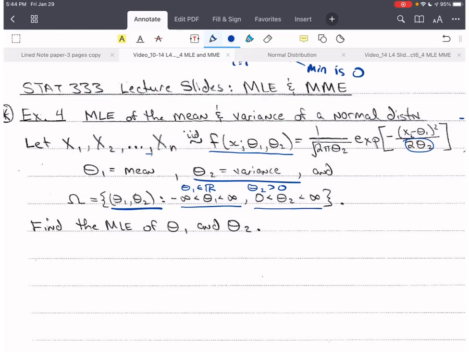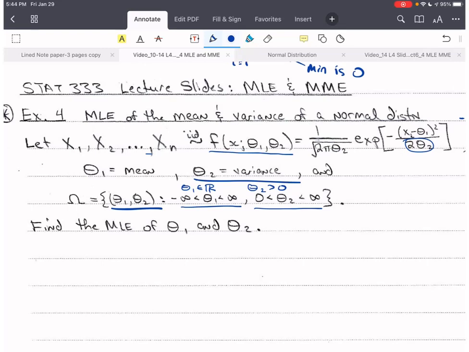Now we want to find the MLE of both theta 1 and theta 2. So this is a multi-dimensional parameter space, or a vector. The parameter space is a vector space. Okay, and so we're going to have to take derivatives for theta 1 and a separate derivative for theta 2. We'll have two equations with two unknowns. We're able to solve that.